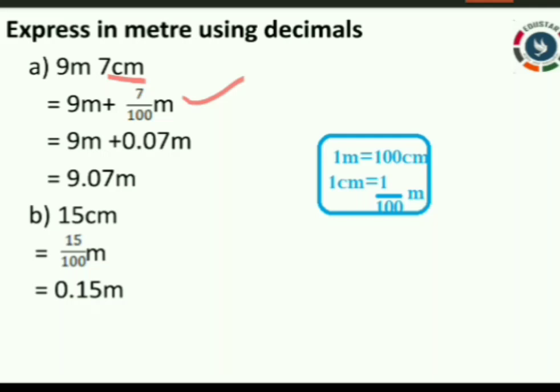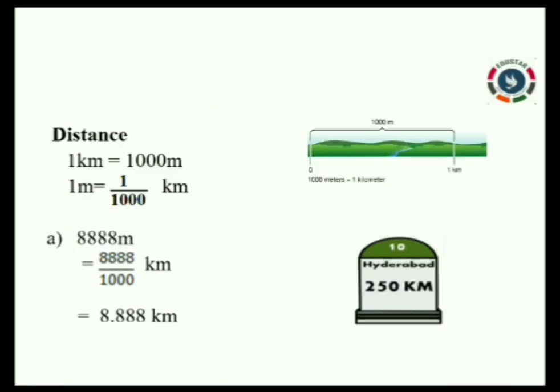Now you have to add these two. 9 is your whole part. So 9.07 meter. Next one, 15 centimeter, right? So 1 centimeter is equal to 1 by 100 meter. So 15 centimeter is equal to 15 by 100 meter. So 5 should be in your hundredth place. So 0.15 meter. 15 centimeter is equal to 0.15 meter.